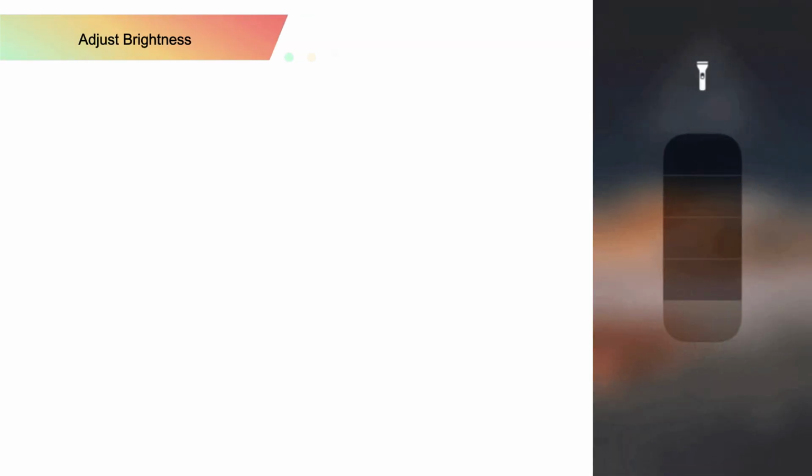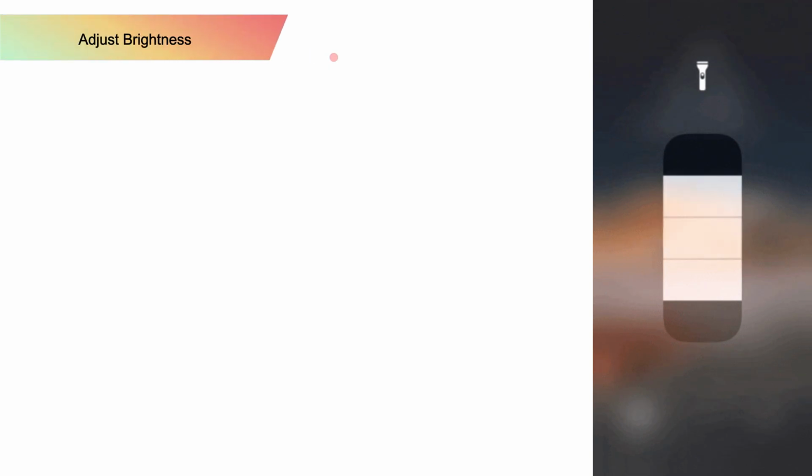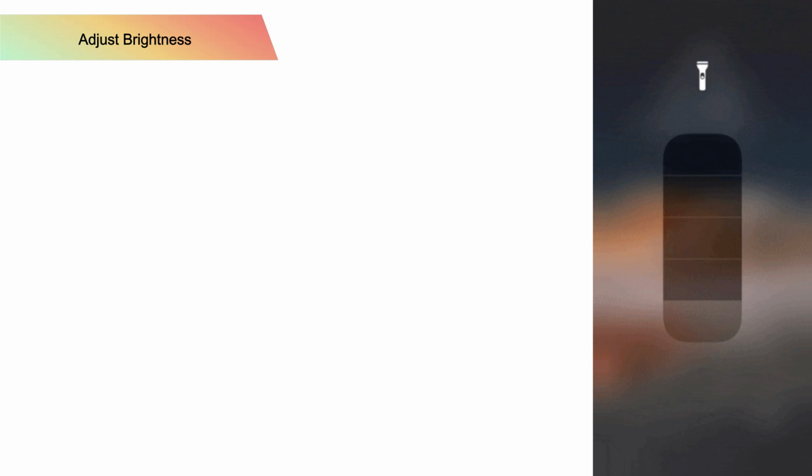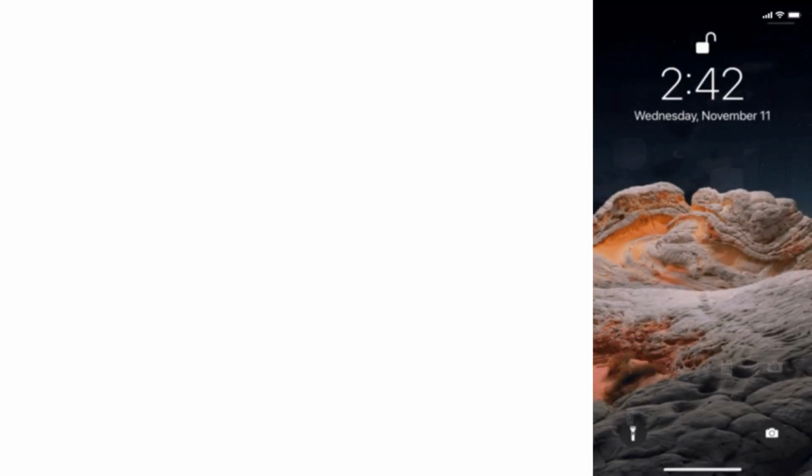Swipe down on your screen to call up the control center tool on your iPhone. Then, press and hold the flashlight button. Adjust the slider up to change the brightness.